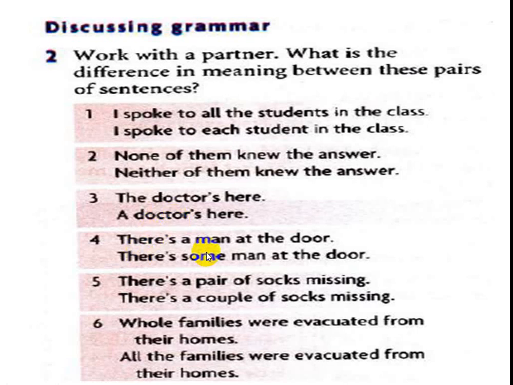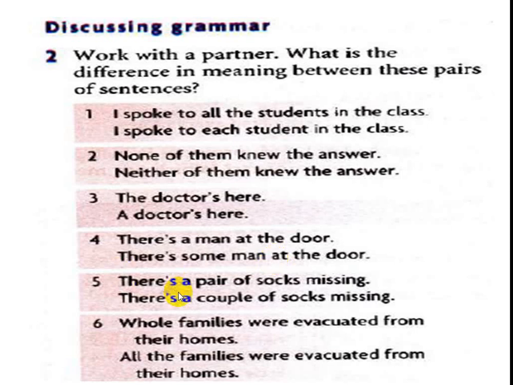Number four: there is a man at the door, and there is some man at the door. There is a man at the door, we don't know which man. And there is some man at the door, we are referring to a certain person, but not a specific one.